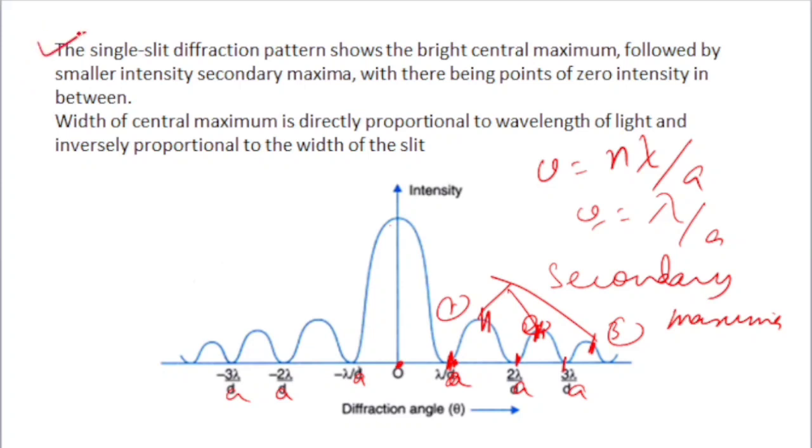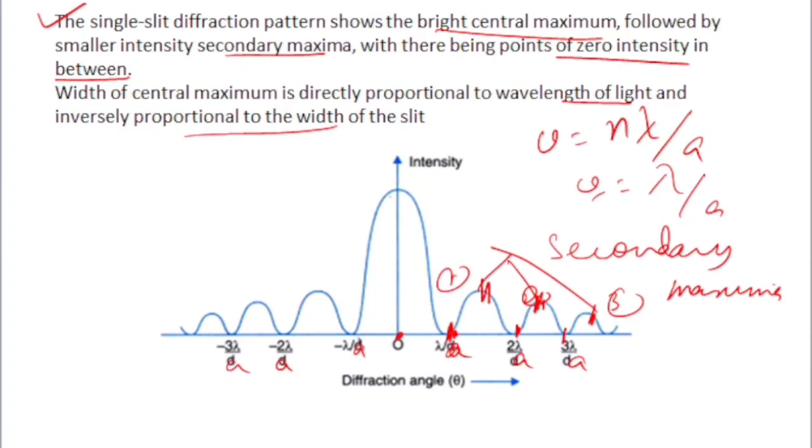So one line is written here. In the case of a single slit diffraction pattern, it shows a bright central maxima followed by secondary maxima on either side of it, with points of zero intensity, meaning minima, in between them. And the width of the central maxima is directly proportional to the wavelength of light and inversely proportional to the width of the slit. So only these things are enough in the case of diffraction due to a single slit.